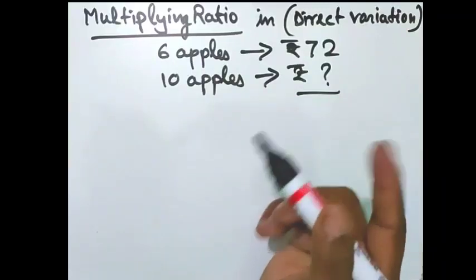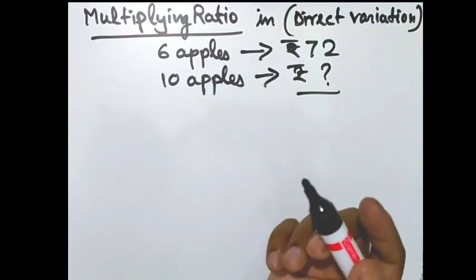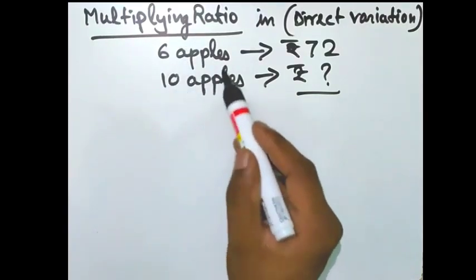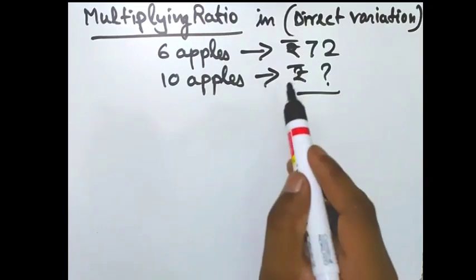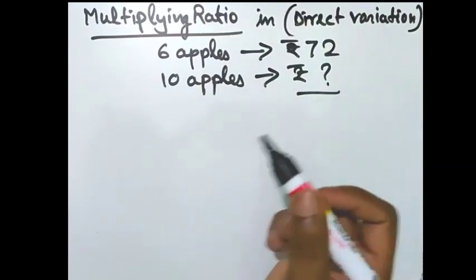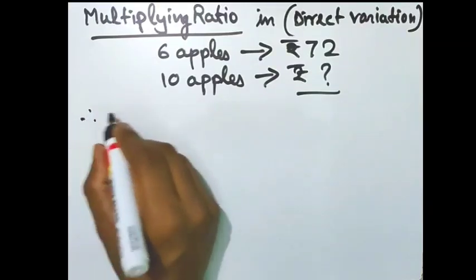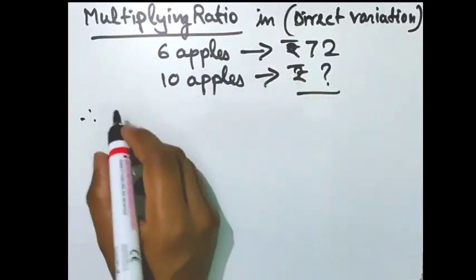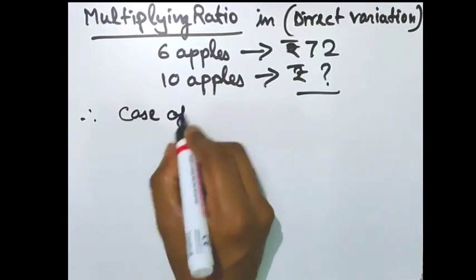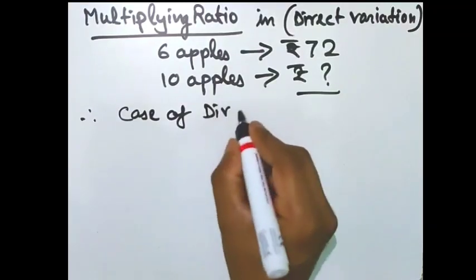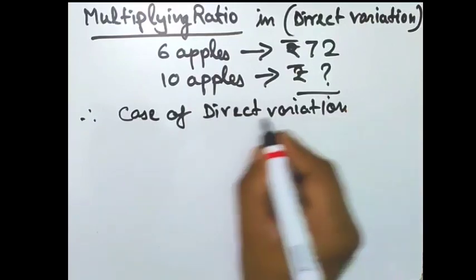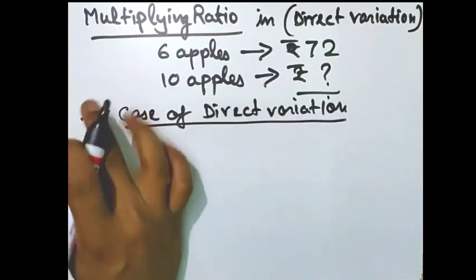Now remember, what was the property of the ratios in direct variation? The ratio of the two values of the first quantity will be equal to the ratio of the two values of the second quantity. So first we need to identify the case. So we can say it is a case of direct variation, right?